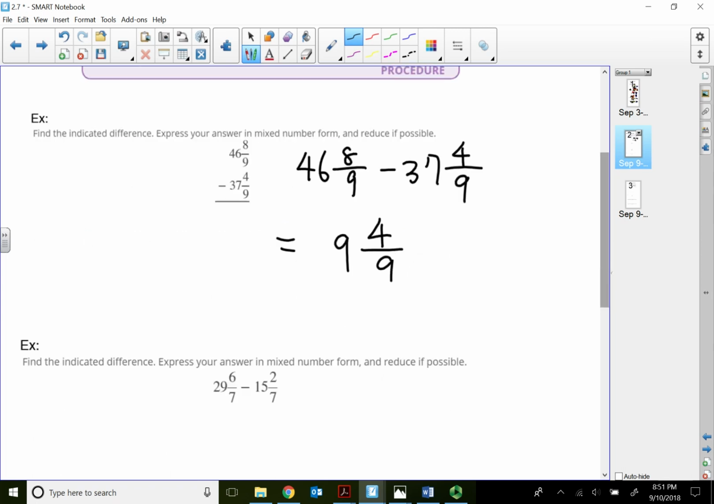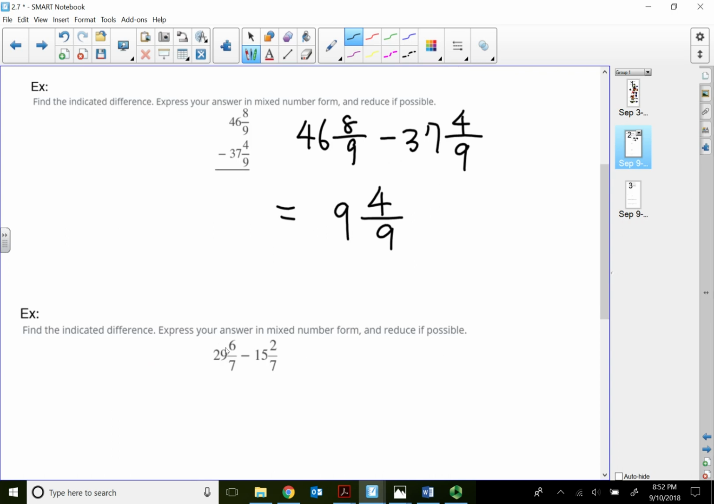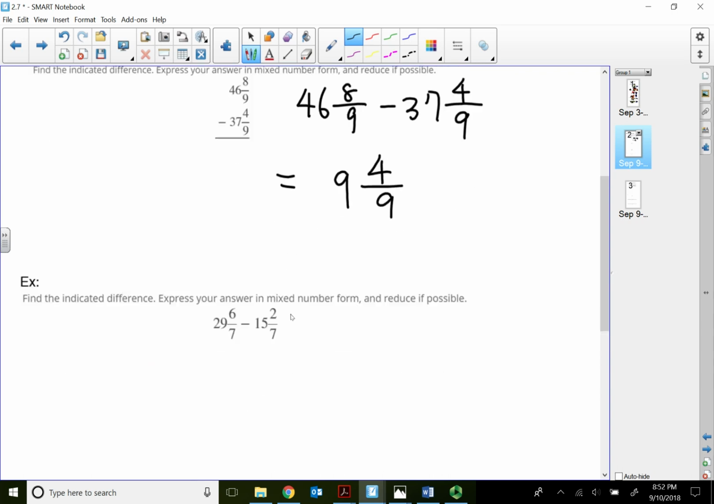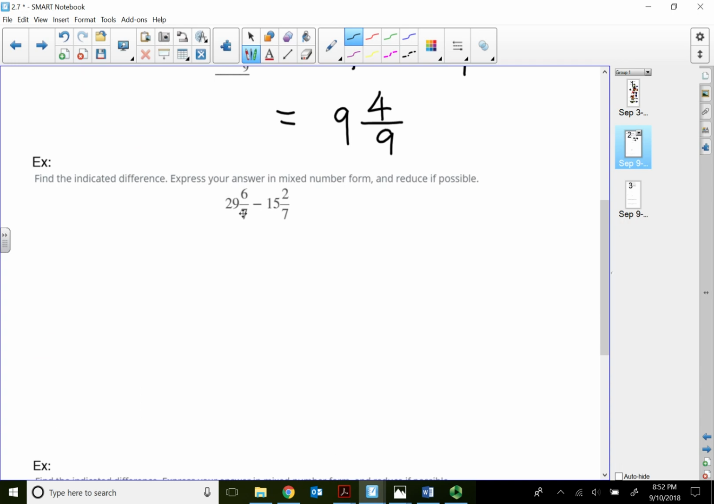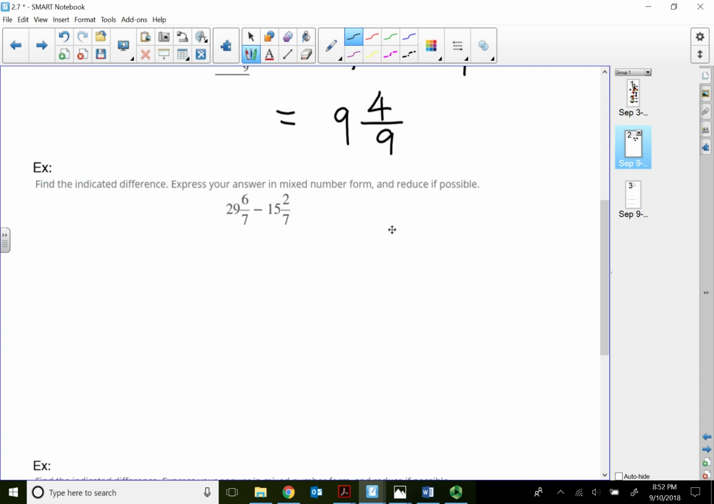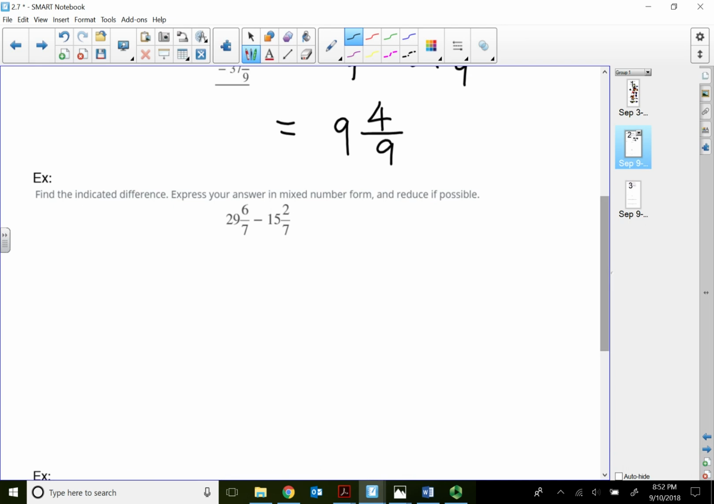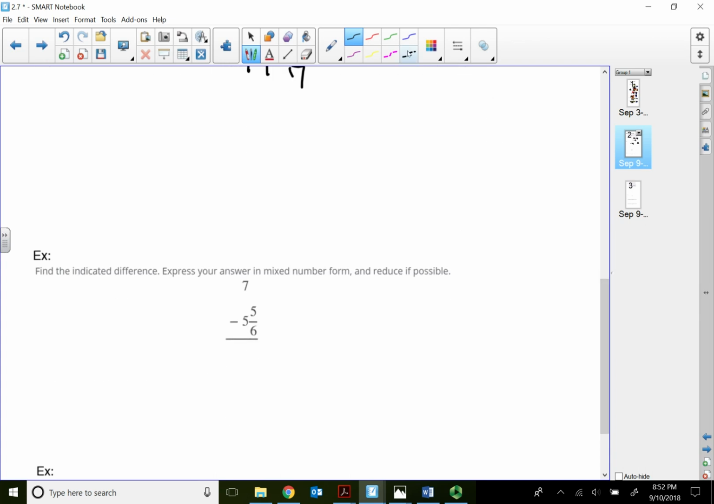All right, so if I gotta find LCD, we will still do that first. The tricky part here is borrow. Sometimes the fraction is not enough to subtract. We have to borrow. All right, I think this one is okay. LCD is 7 already. 6 is enough to subtract the other numerator. So that will be 6 minus 2. That will give me 4 over 7. 29 minus 15. Whole number subtracting is going to be 14. So write my answer in mixed number form. So that's 14 and 4 over 7.